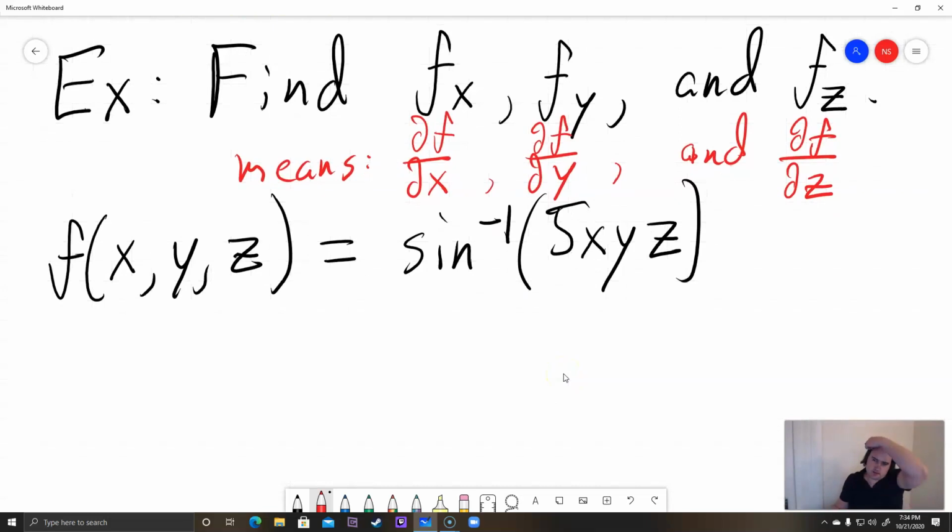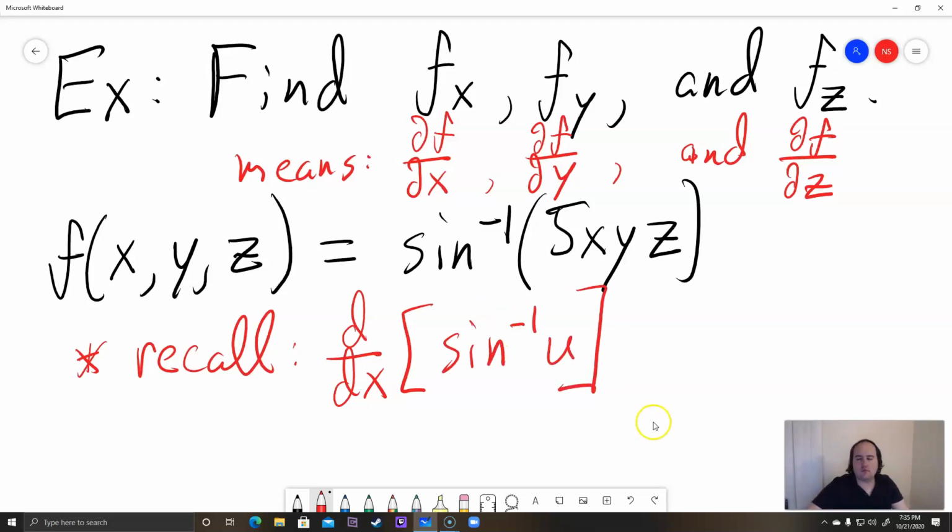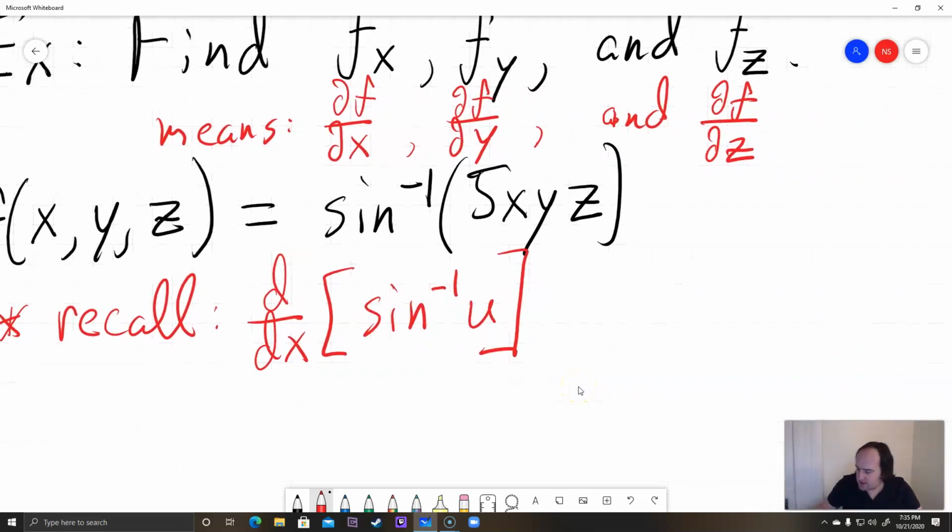So let's go through this. First of all, before we even do the problem, I just want you to recall the derivative of sine inverse. This is from Calculus 2, I believe. So recall d dx of sine inverse of u. It's easy to forget these, but this is one of the inverse trig functions.